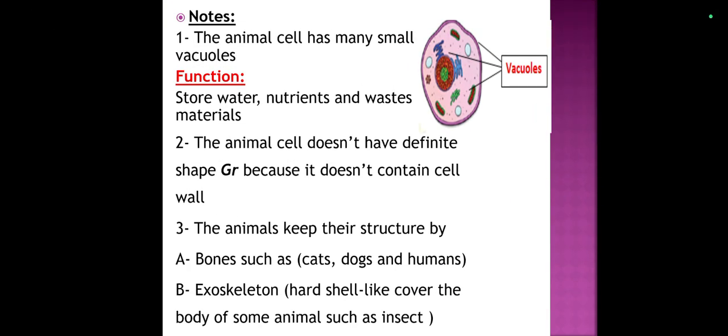The animal cell has many small vacuoles whose function is similar to the sap vacuole in the plant: storing water, nutrients, and waste materials. An animal cell doesn't have a definite shape as it doesn't contain a cell wall. Animals keep their structure by two things. Some animals have bones, like cats, dogs, and humans, and others have a hard shell-like body cover called an exoskeleton, like the insects.